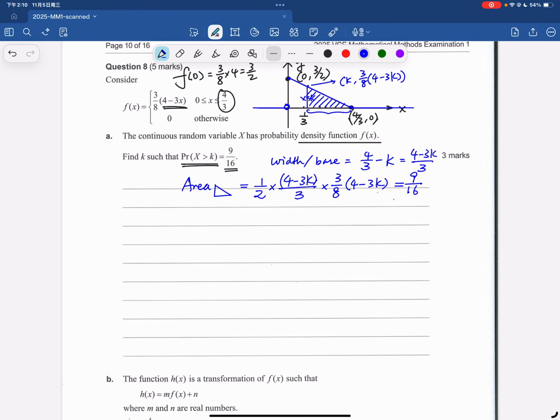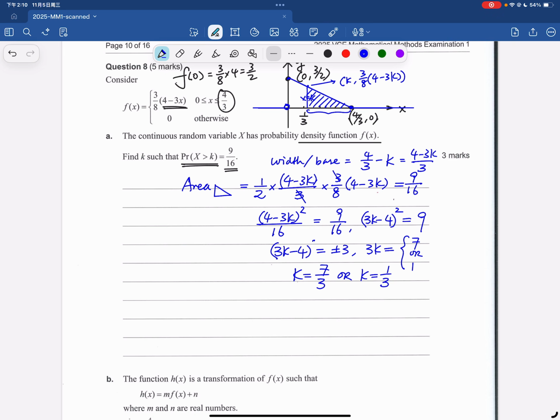Oh, actually, this one is not so bad. 3 cancels with 3. You will have (4 minus 3k) squared divided by 16. That will be 9 over 16. Notice (4 minus 3k) squared is the same as (3k minus 4) squared. We can switch them around as long as it's an even power. It's equated to 9. So you have 3k minus 4 equals plus or minus 3, and 3k equals either 4 plus 3, that's 7, or 1. So k equals 7 over 3, or k equals 1 over 3.